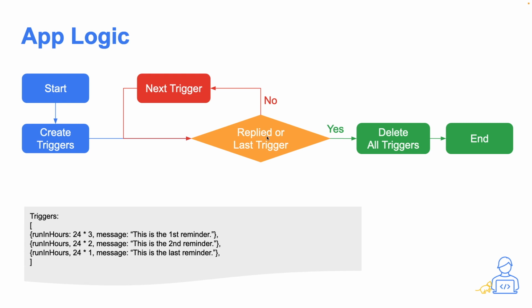And what if the thread is not replied and the trigger is not the last trigger in the list? So we're going to wait for the next trigger. Okay, so for the next trigger, we're going to do the same. Okay, we're going to recheck if the thread is replied or not, and then recheck if the trigger is the last trigger or not. Okay, so we just keep doing the check until we get the thread is replied or the trigger is the last trigger in the list. So this is the main logic for this application.